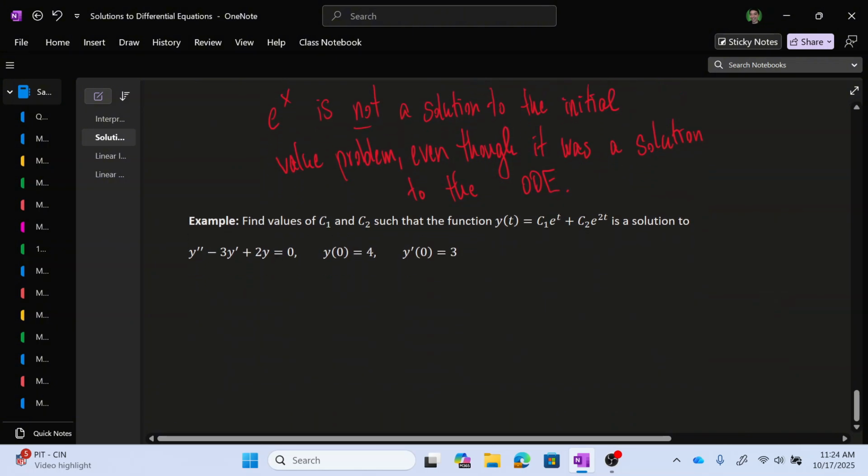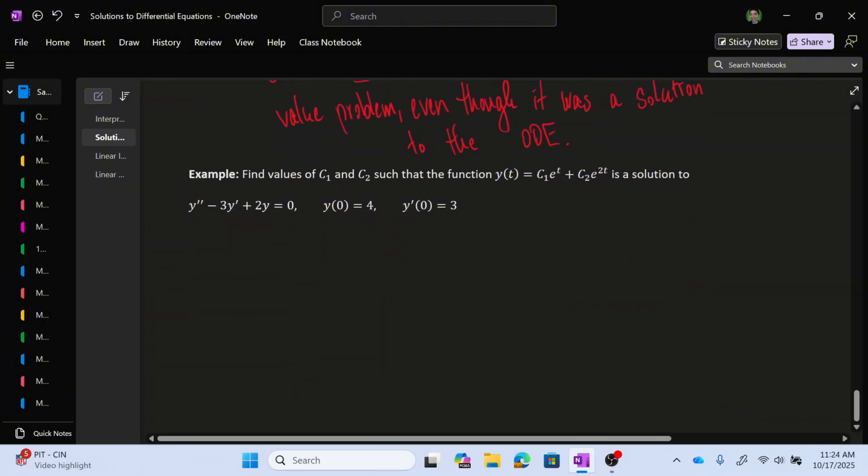So bearing that in mind, what you will often find, once again, when you're solving initial value problems, is that we are going to have some template or some format that we know our solutions are going to have. To give you an example, I'm solving this initial value problem, y double prime minus 3y prime plus 2y equals 0. We also require that y of 0 equals 4 and y prime of 0 equals 3.